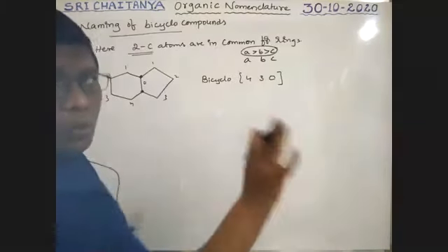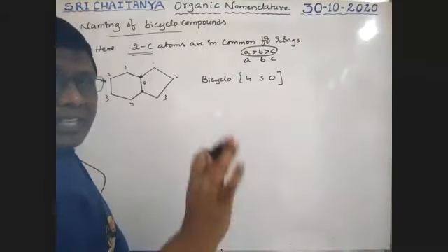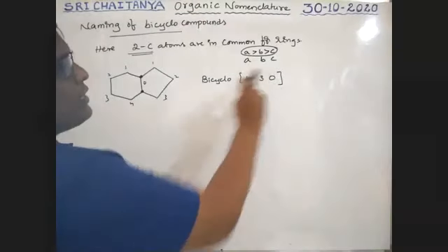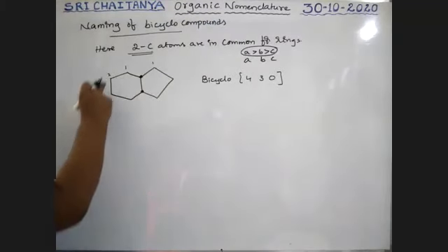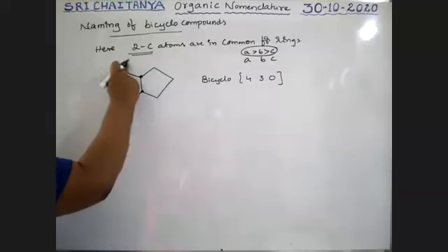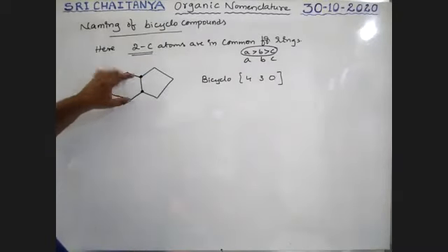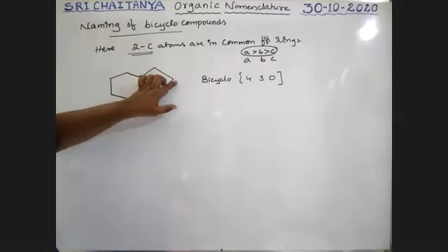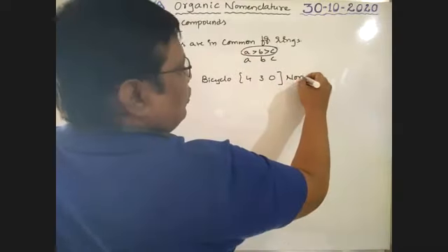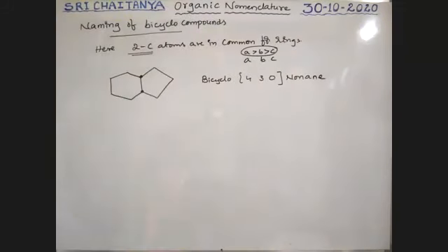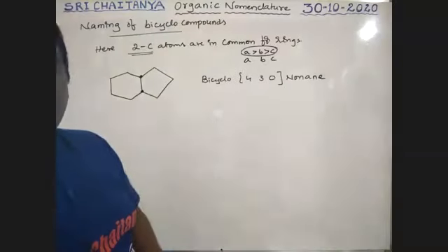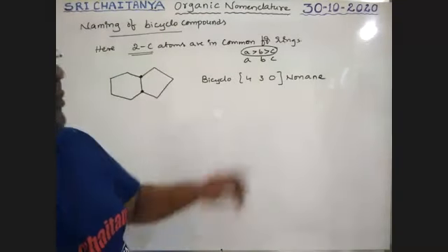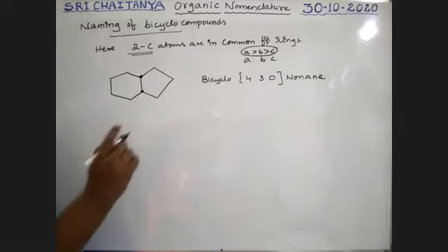Between number and number, no comma and no hyphen is used, just a space. So 4, 3, 0. Totally how many carbons are there? 6, 7, 8, 9. 9 carbons are there. Therefore, nonane. Nonane is the name. Bicyclo 430 nonane. Higher value to lower value. These are the number of carbons in each chain, from the higher number of carbons to the lower number of carbons. Okay. Next, see boys, numbering.